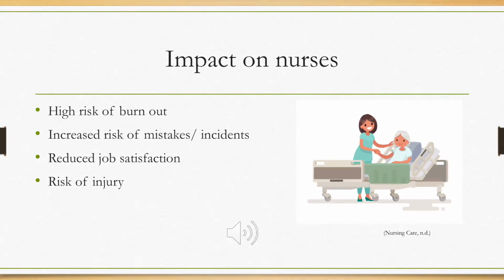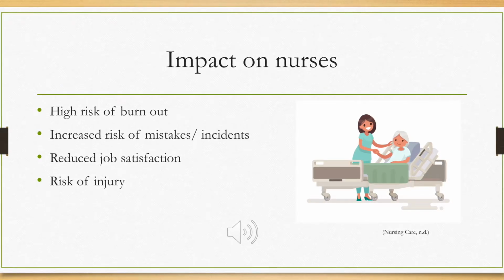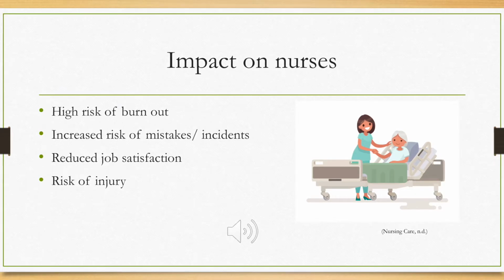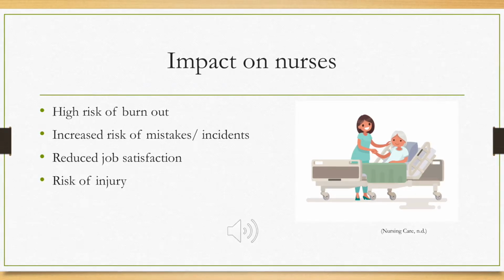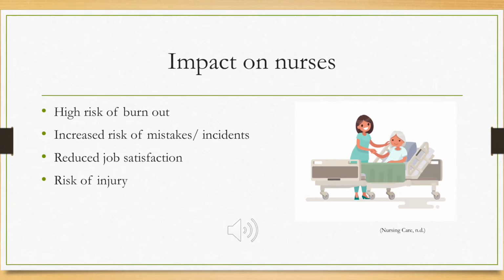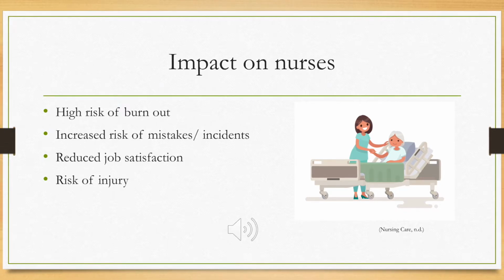There's an increased risk of mistakes or incidents. So a study has shown that when nurses are stressed and under pressure, as they are when ratios are high, they are more likely to make mistakes or cut corners. This increased risk to the residents and is directly linked to nurse staffing ratios in aged care.